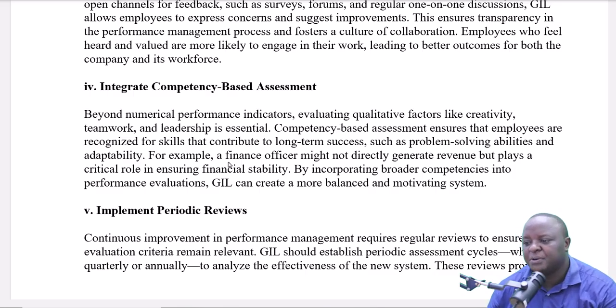For example, a finance officer might not directly generate revenue, but plays a critical role in ensuring financial stability. So by incorporating broader competence into performance evaluations, GIL can create a more balanced and motivating system.